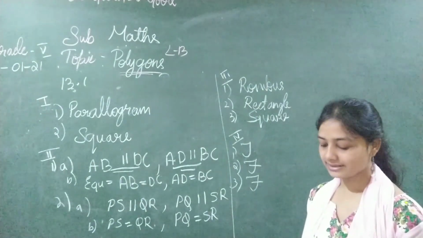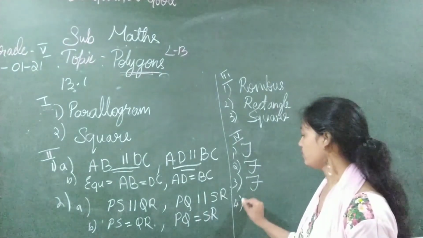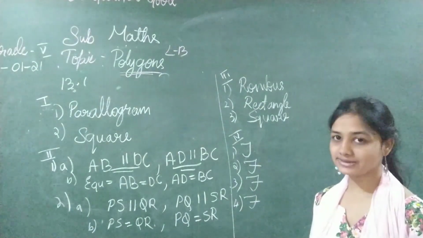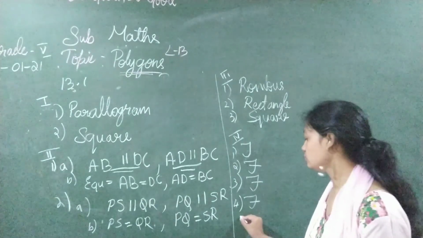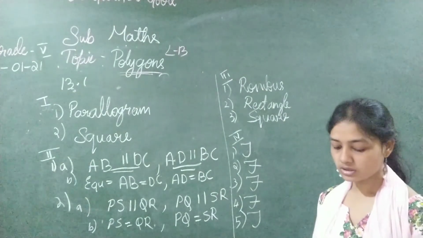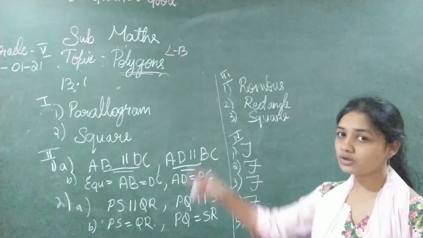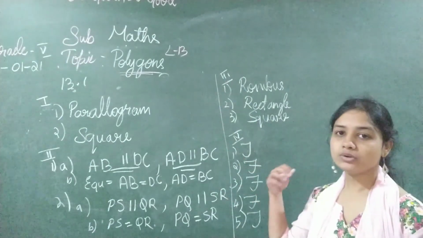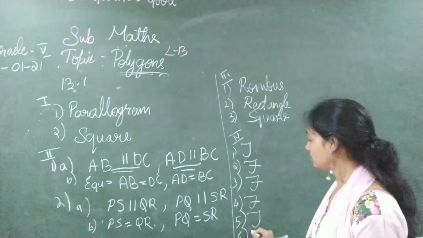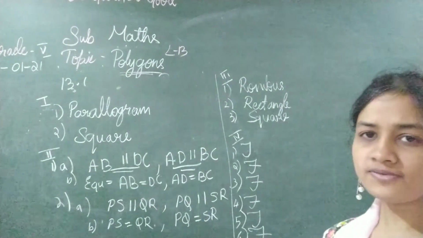The opposite angles are equal in a trapezium? No. False. The sum of four angles of a quadrilateral is 360 degrees? Yes, it is true. Sixth one. A quadrilateral has only one diagonal? No, diagonal means the line joining opposite corners. So you can have two diagonals in a quadrilateral. So the sixth one is false. Now let's go for fill in the blanks.